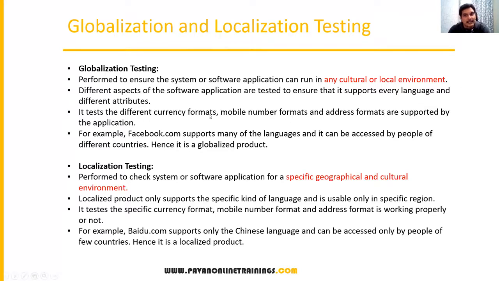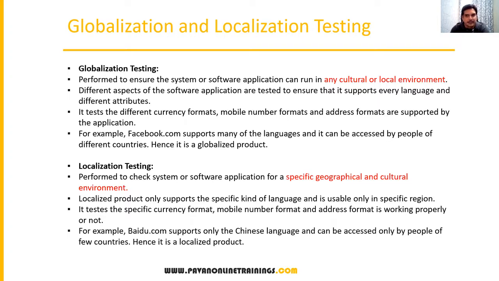And it tests the different currency formats. Currencies will be different, mobile number formats will be different, address formats will be different. If your application supports all kinds of currency formats, mobile numbers, and addresses, then we can conduct globalization testing. Basically, we are checking whether it supports all globally common attributes. So that is globalization testing. For example, facebook.com supports multiple languages. On Facebook, you can post in your local languages and global languages also.